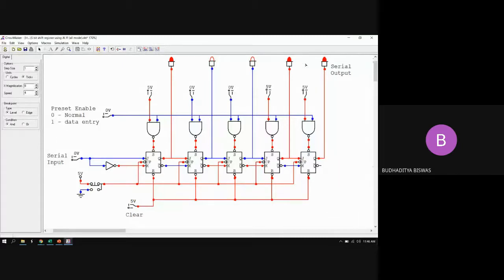So here you see all 4 modes are there: serial in, serial out, parallel in, parallel out also. Got this one? And this is possible only with the help of the preset enable, because through the preset, we can store data inside the flip-flop. And this is active low. So if the preset is 1, then only the data are shifted here, and if the preset is 0, then 0 will be stored inside this one. Got this one?